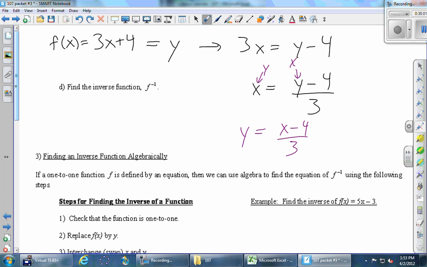And then the last thing, I'm trying to come up with a good name for this. What is this thing called, this x minus 4 over 3? It's the inverse, right? Well, we have a better notation than just calling it y. We call it f inverse. So this is just a symbolic thing. I'm not really doing any math, I'm just changing the name. F inverse of x is x minus 4 over 3. Questions on that?